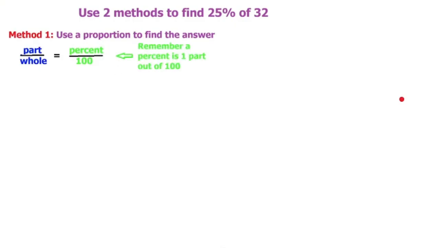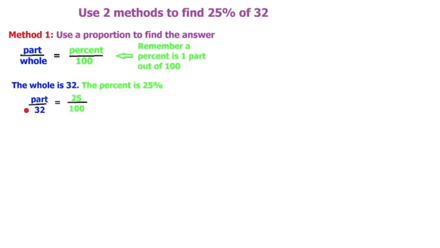And remember, a percent is one part out of 100, but we're looking for 25 parts, right? 25%. And the whole is 32. The whole number we're working with is 32. We're trying to find a percentage of it, or a part of it, right? This is the part of it. The percent is 25.